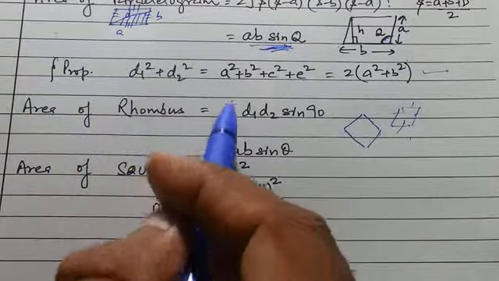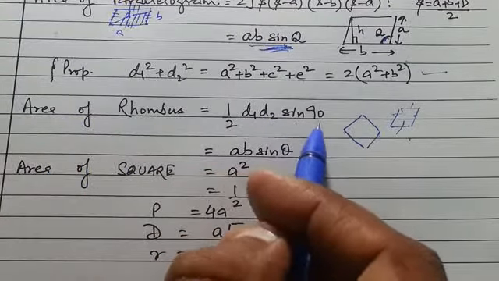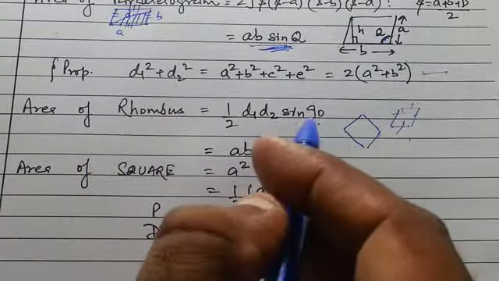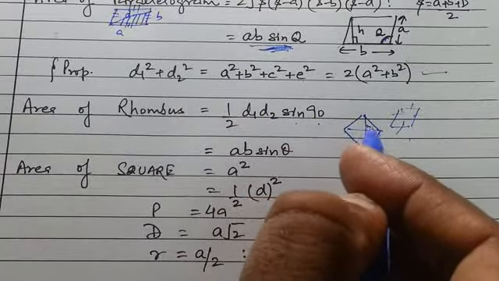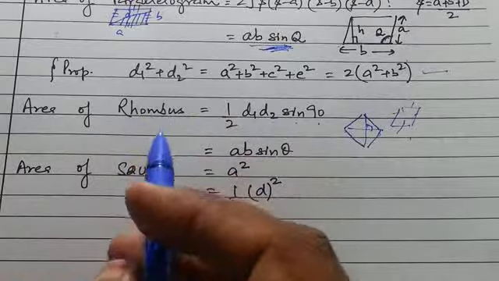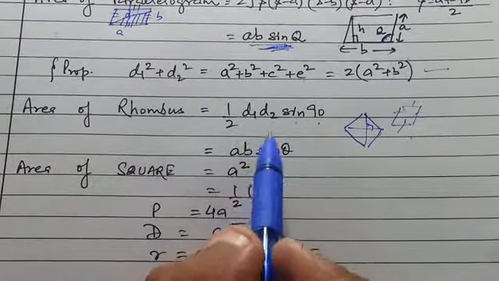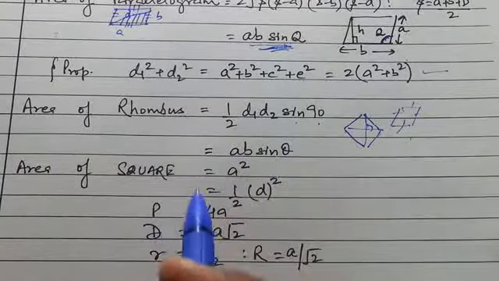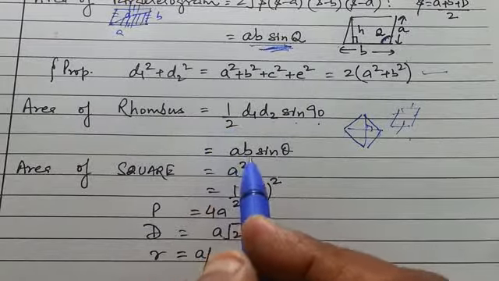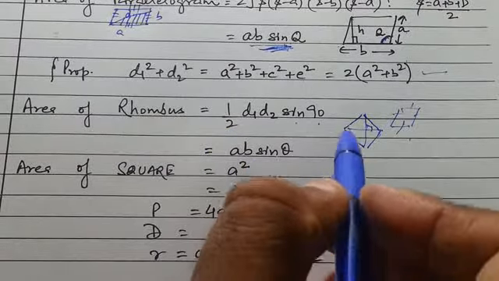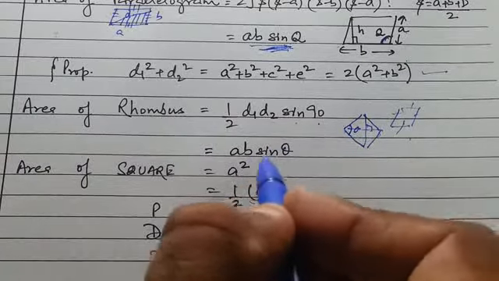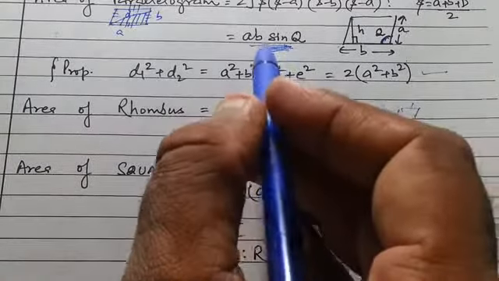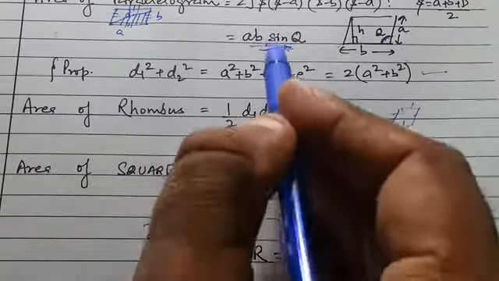So the area of a rhombus is half into d1 into d2 into sine theta, because theta is the angle between these two diagonals, and diagonals intersect at 90 degrees, so sine theta is 1. So the area for a rhombus is equal to half into diagonal 1 into diagonal 2 lengths, and it is also equal to a into b into sine theta, right? So we have one side as a, another as b, and we have theta over here. So it is ab sine theta. It is same as this one. You can see the mapping.